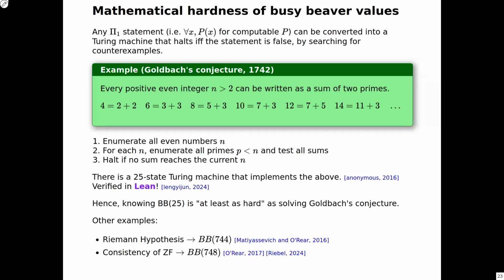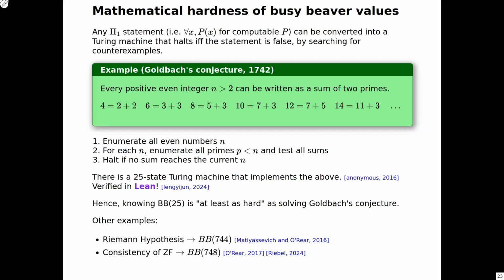There are other examples of Pi1 statements, because it's actually a very expressive set of mathematical statements. The Riemann hypothesis was shown by Matiyasevich to be a Pi1 statement, and it was converted by Aurier into a 144-state Turing machine. So this value is at least as hard as solving one of the most difficult problems in mathematics. You can go even further.